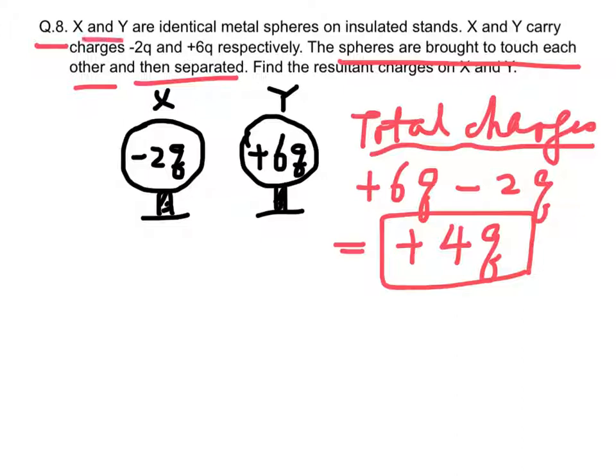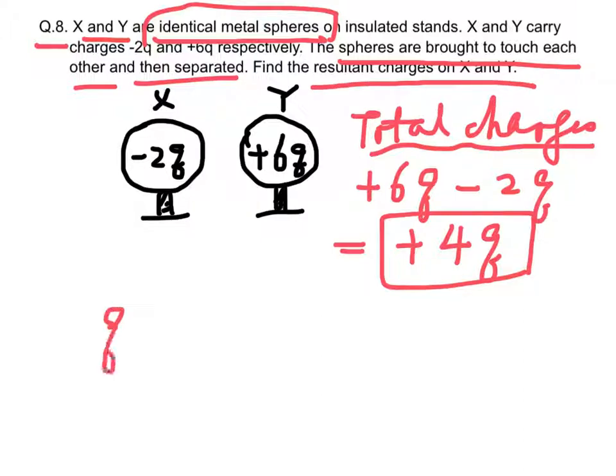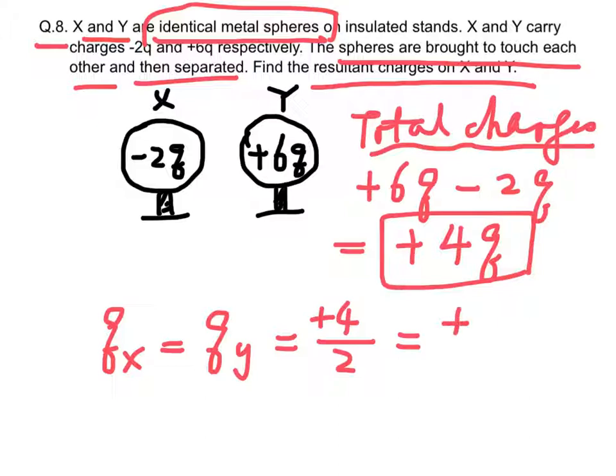Since X and Y are identical metal spheres, they share the charge in the same amount. Therefore, the resultant charges on X and Y will be Qx equal to Qy equal to 4Q/2, which is positive 2Q.